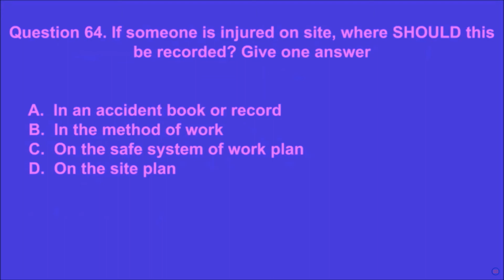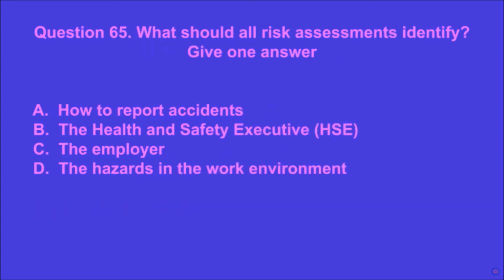Question 64. If someone is injured on site, where should this be recorded? Give one answer. A. In an accident book or record. B. In the method of work. C. On the safe system of work plan. D. On the site plan. Correct answer is A.